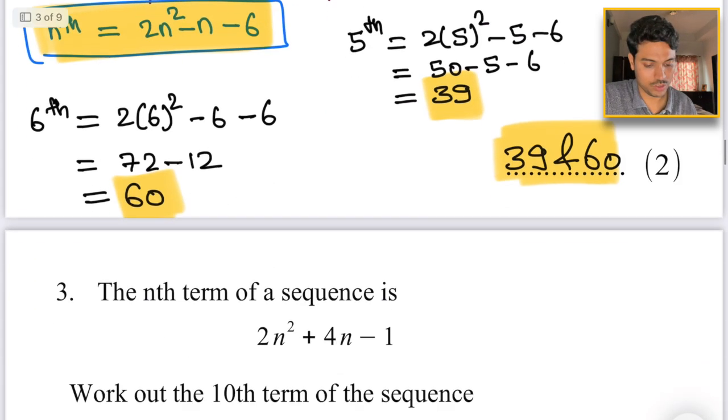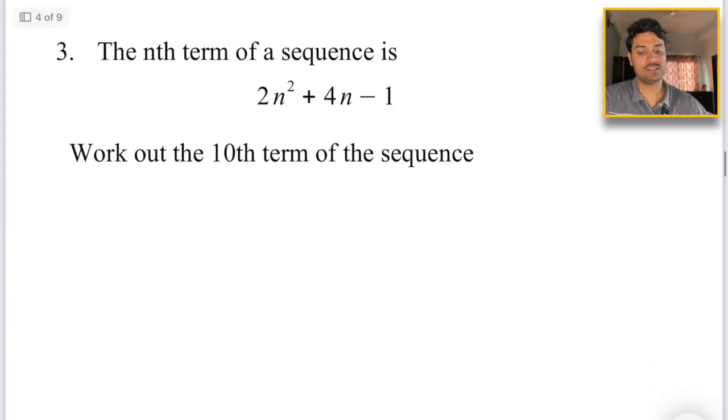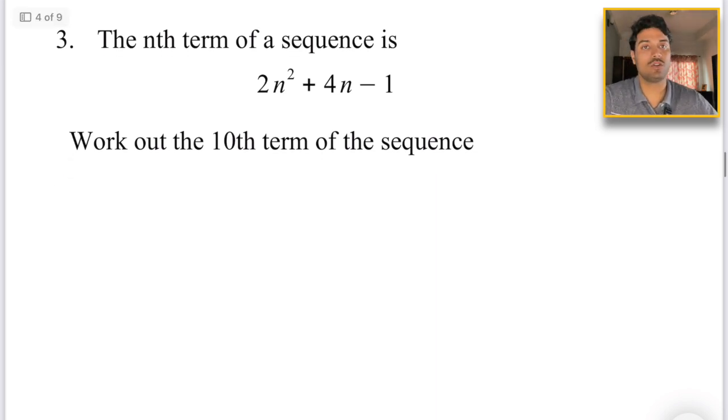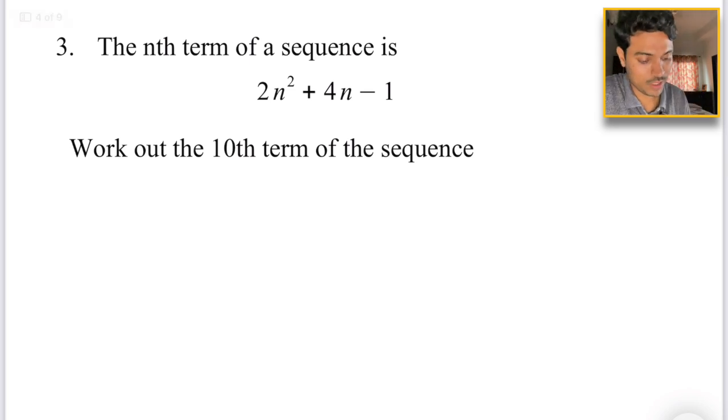Let's move on to the next question. So in this question it says the nth term of a sequence is 2n square plus 4n minus 1. So expression is already given to us. They are telling us to work out the 10th term of a sequence. So these types of questions are also asked in the examination, where the expression is given to you and we have to find an unknown term.